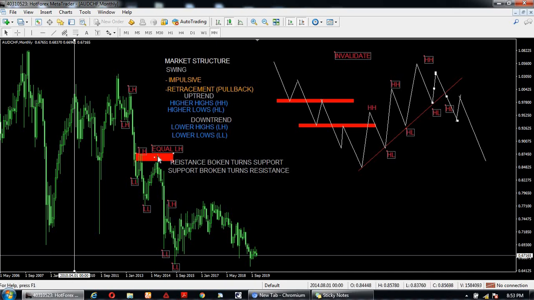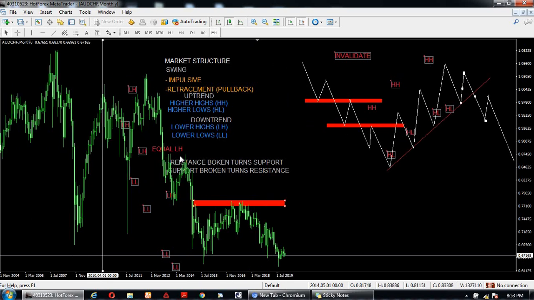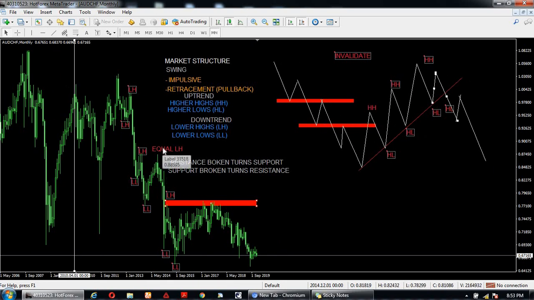Let me bring this rectangle down here. So this is the most recent lower high. As long as price keeps trading below this, we are still very much in a downtrend. Price is still very much respecting the characteristics of the downtrend. And now we can see price is making a new high, an equal lower high once again. A double top, an equal lower high.